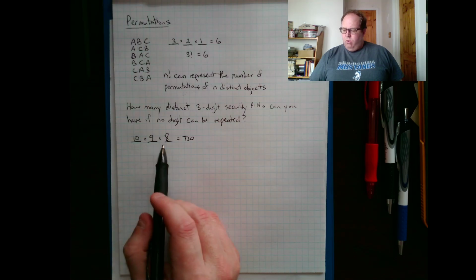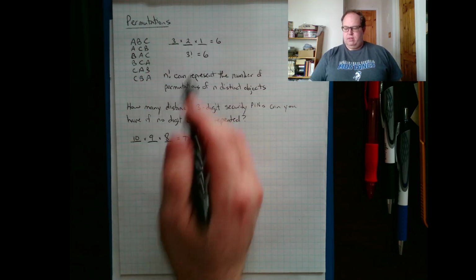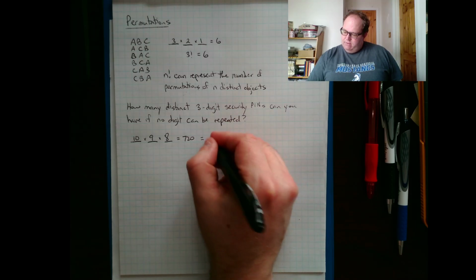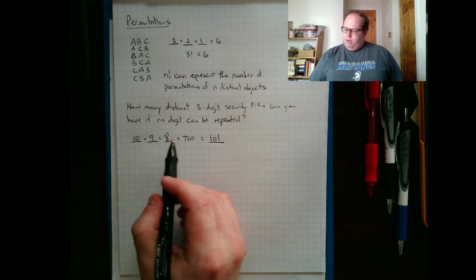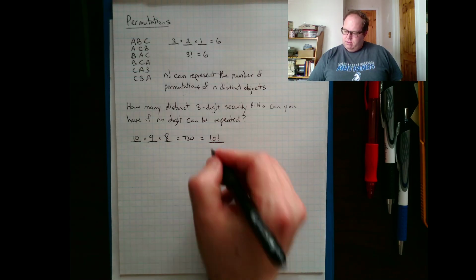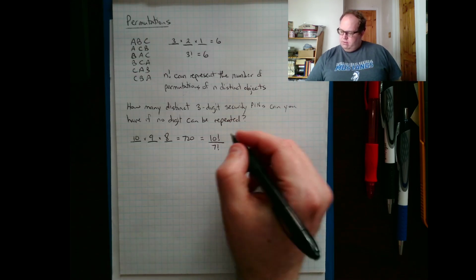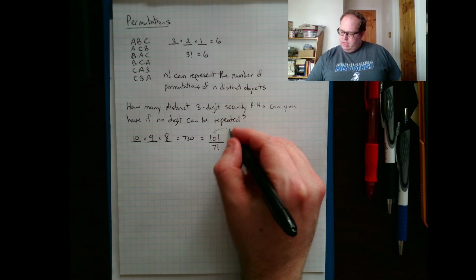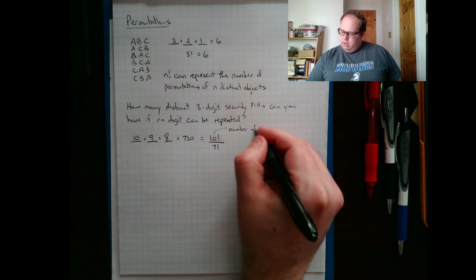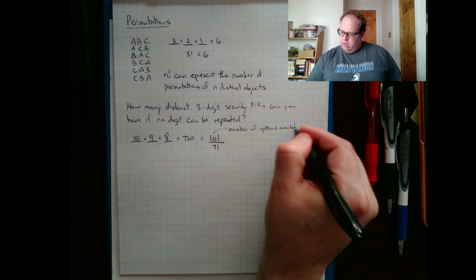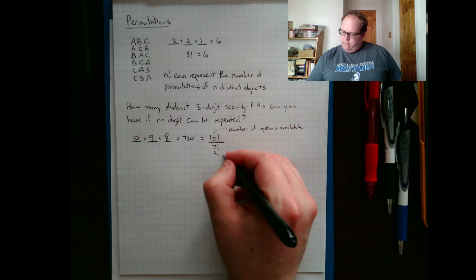But this doesn't quite so nicely jump out as a factorial statement like the last one did. However, we can still state it as a factorial, because this would be the same as having 10 factorial, but with the 7 down through the 1 canceled out. So it would be 10 factorial divided by 7 factorial. But 10 was the number of options available. And 7 was the number of unused options.